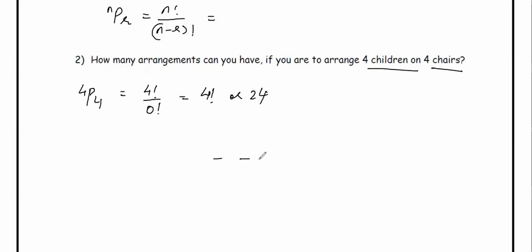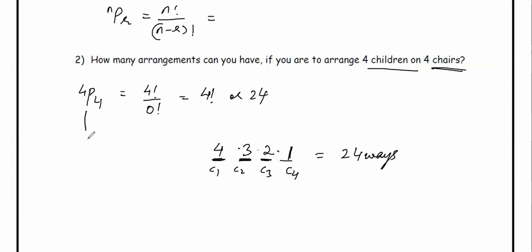And if you were to use the dash method, remember to put 4 dashes because there are 4 chairs. On the first chair, any one of the 4 children can come. One child sits, so 3 options for the second chair. Second kid sits, so now there are 2 children remaining. The third chair has 2 options, and on the fourth chair the last child sits. So 4 into 3 into 2 into 1, which is 24 ways to arrange 4 children on 4 chairs.